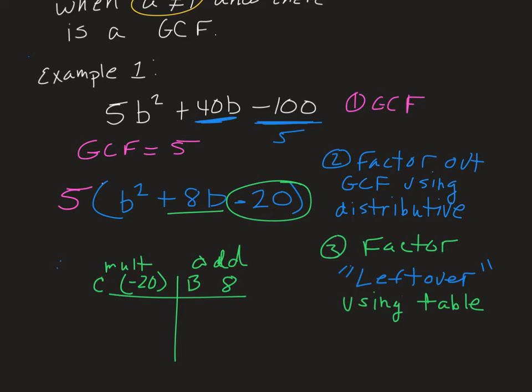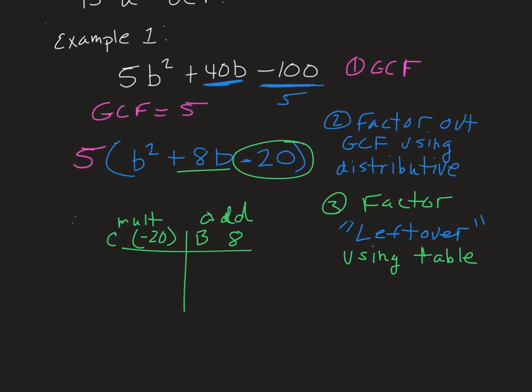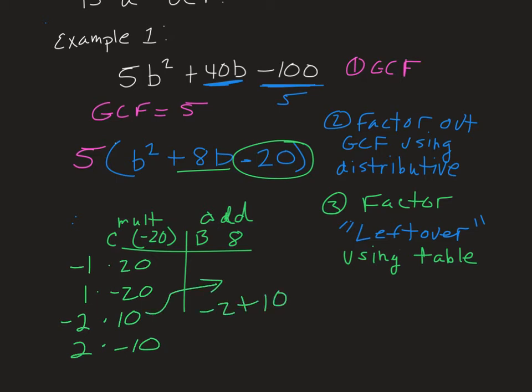So let's figure out all the things I can do to multiply to get 20. And keep in mind, it's important that that's a negative 20. So I could do 1 and 20. Obviously, one of them needs to be negative since that's a negative 20. So I could do negative 1 and 20 or positive 1 and negative 20. Neither of those adds up to B. I can do negative 2 and positive 10 or positive 2 and negative 10. And look, voila, if I add together a negative 2 and a positive 10, that also gives me 8.